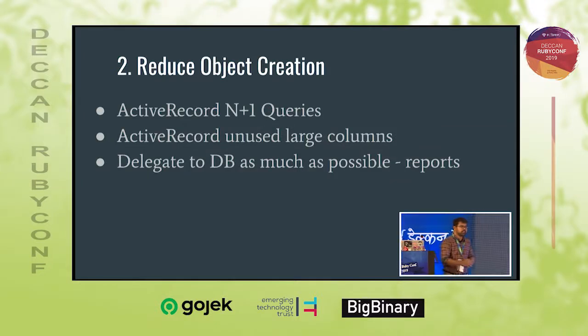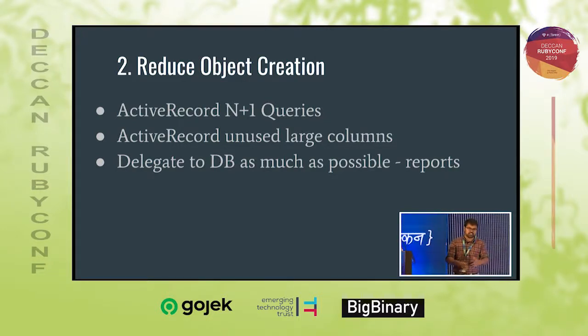So that's about that. Next is delegate to the DB as much as possible, specifically for reports. This is the case where you have some pages or reports or graphs where you need to touch a lot of records in your database, not just from a single model, but sometimes from different models as well. And at that time, if you are doing all of that work in Ruby, then that is a problem because you are basically creating a lot of objects in Ruby, and it's not ideally recommended. So the better way is to delegate that to the database as much as possible.